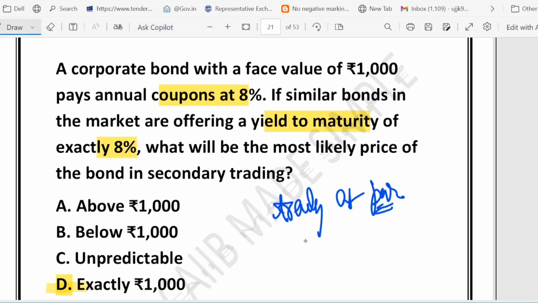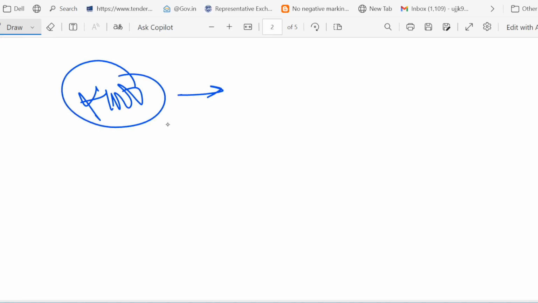That is the word we use. Let me give you one example to make it more clear. Suppose you buy a bond worth rupees 1000 that pays 80 rupees per year. That is exactly what 8% of 1000 is, isn't it?